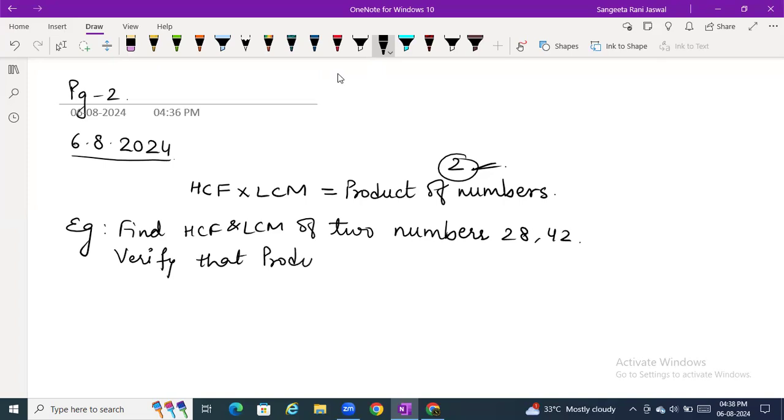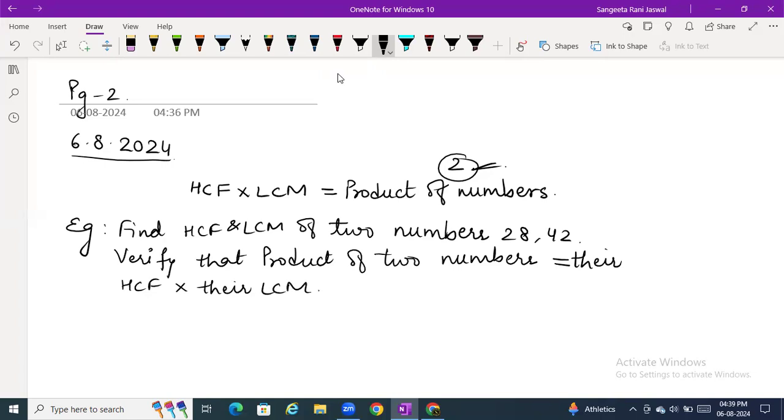Verify that the product of two numbers is equal to their HCF into their LCM. Got it? Find HCF and LCM of two numbers. Verify that the product of two numbers is equal to their HCF and their LCM.